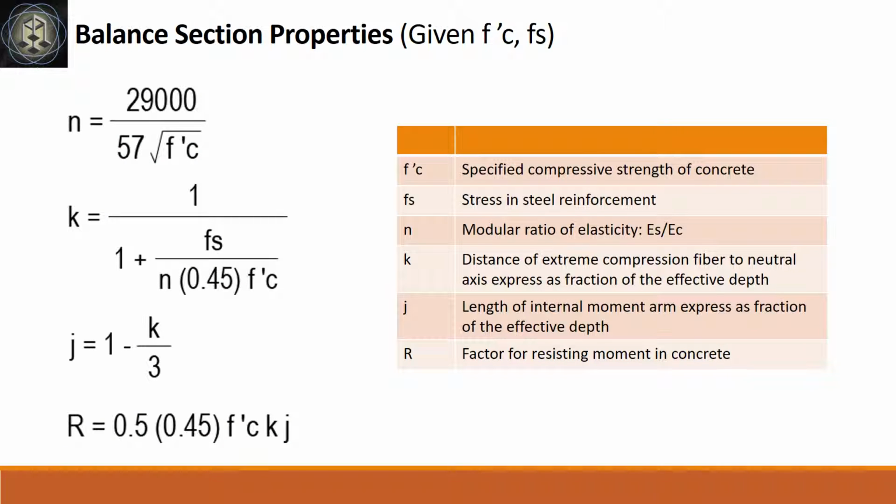Given the f'c and fs, get the balanced section properties of the reinforced concrete design like n, the modular ratio of elasticity, k, the height of the neutral axis expressed as fraction of the effective depth, j, the length of internal moment arm expressed as fraction of the effective depth, and R, the factor for resisting moment in concrete.